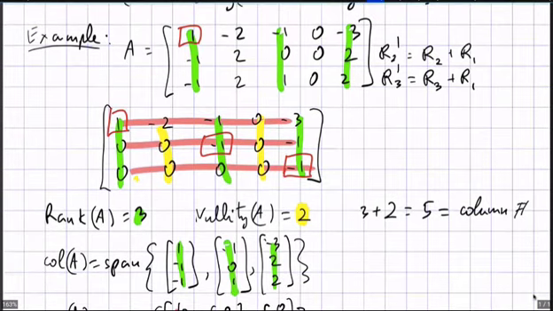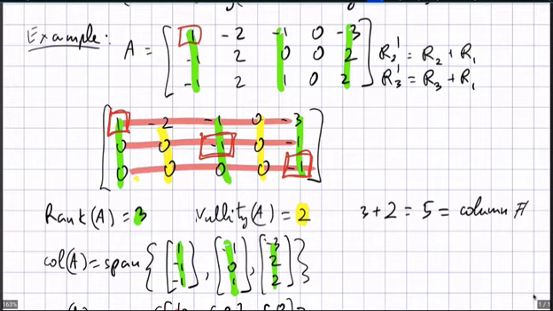Already from this form we can see the pivots. I box them with red. So these are the pivots. This is not reduced to echelon form, only an echelon form, but you can already see the pivots. The first row, first column, third column, and the fifth column.